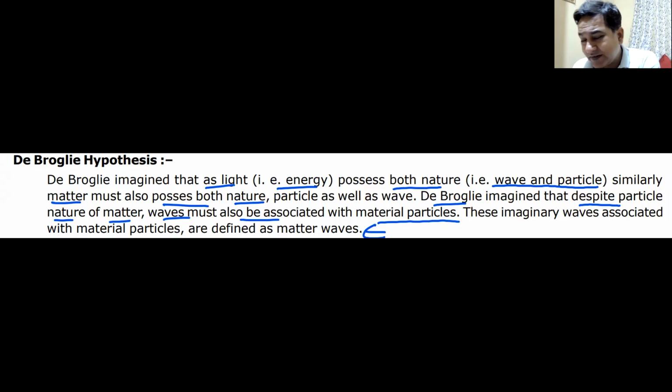If a wave can behave as a particle, a particle can also behave as a wave. These waves, which are associated with particles, remember, are not real waves, they are imaginary waves. These imaginary waves are known as matter waves. Do we understand this? Yes, sir. What are matter waves? Any particle, if it is moving, you can think of it as a wave. I'll give you a minute to note it down. Please note it down.